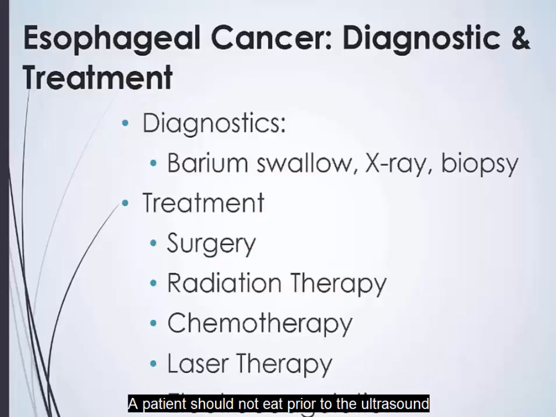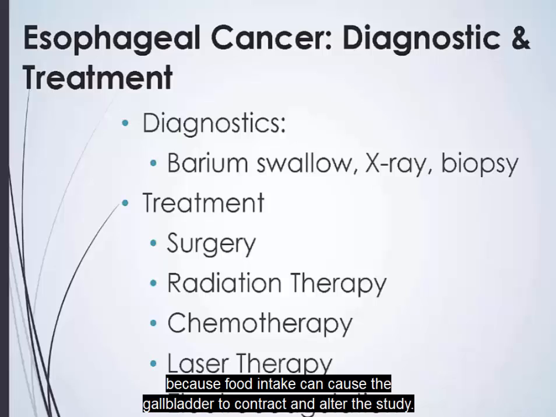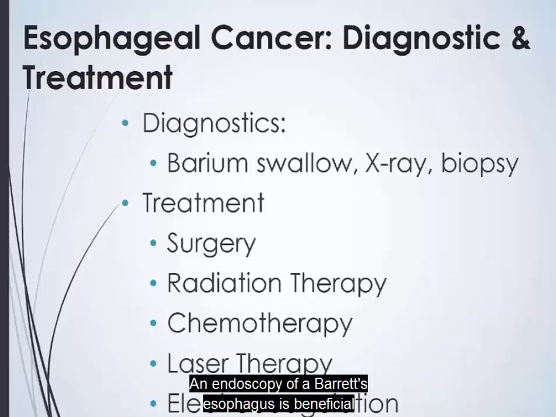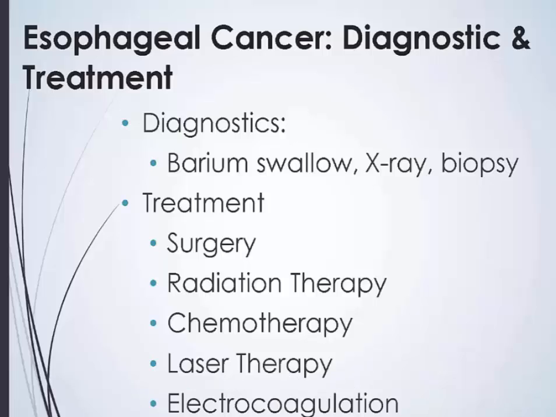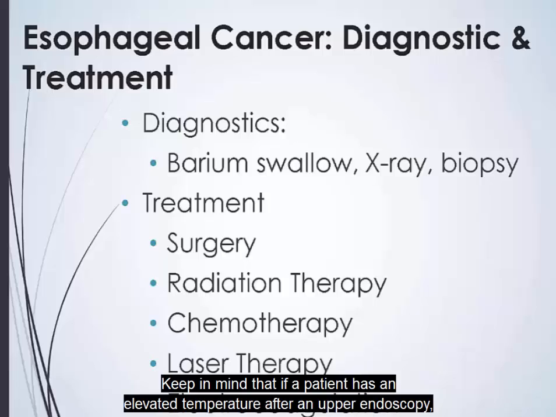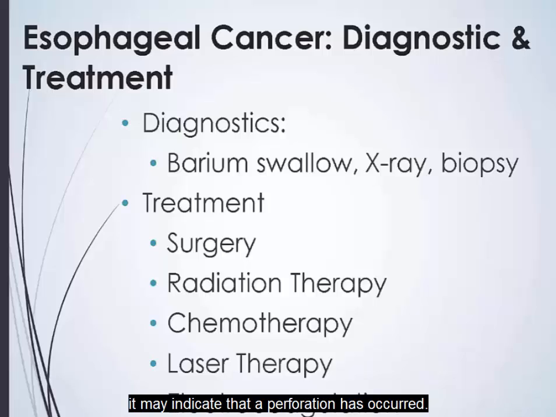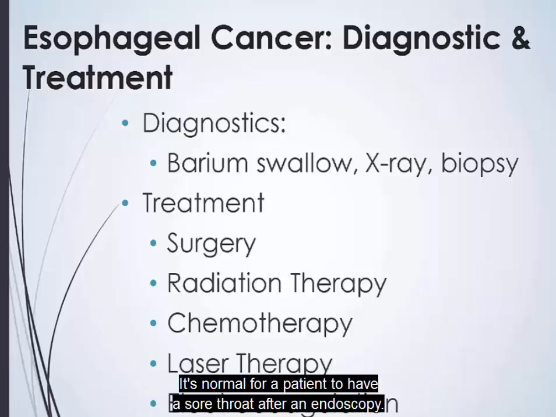A patient should not eat prior to the ultrasound because food intake can cause the gallbladder to contract and alter the study. The patient should be NPO for 8 to 12 hours before the test. An endoscopy of a Barrett's esophagus is beneficial to show early detection of malignant changes. Keep in mind that if a patient has an elevated temperature after an upper endoscopy, it may indicate that a perforation has occurred. It's normal for a patient to have a sore throat after an endoscopy, and no food or fluid should be given until return of their gag reflex.